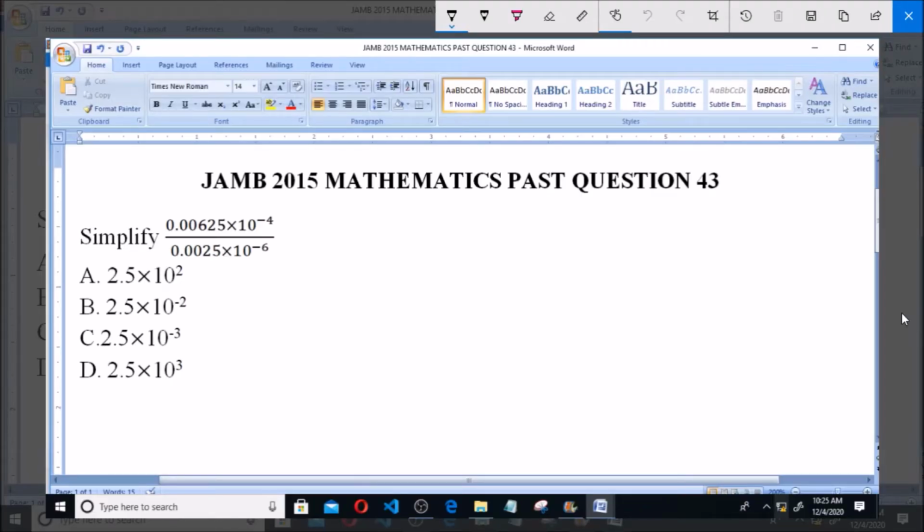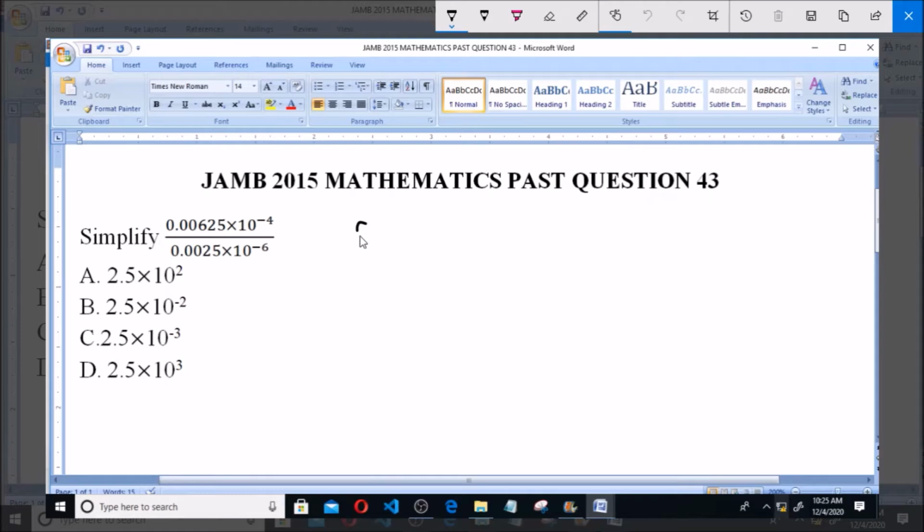I'll be answering JAMB 2015 Mathematics Past Question 43. Simplify 0.00625 multiplied by 10 raised to the power of minus 4 all over 0.0025 multiplied by 10 raised to the power of minus 6. Now we're to simplify this.